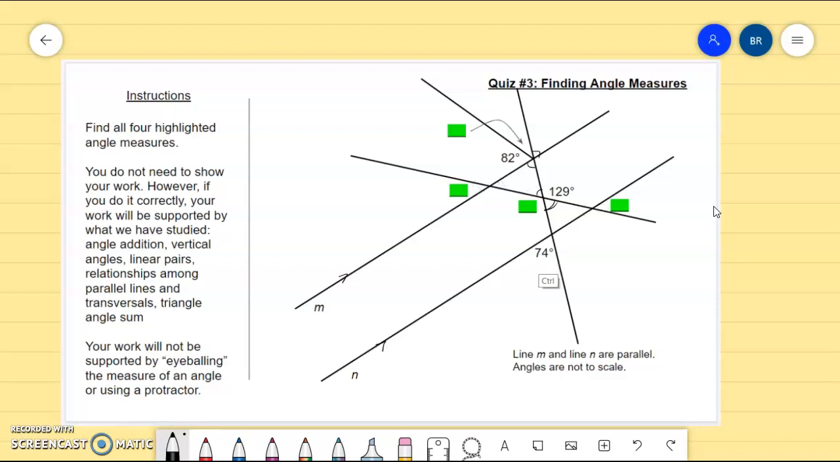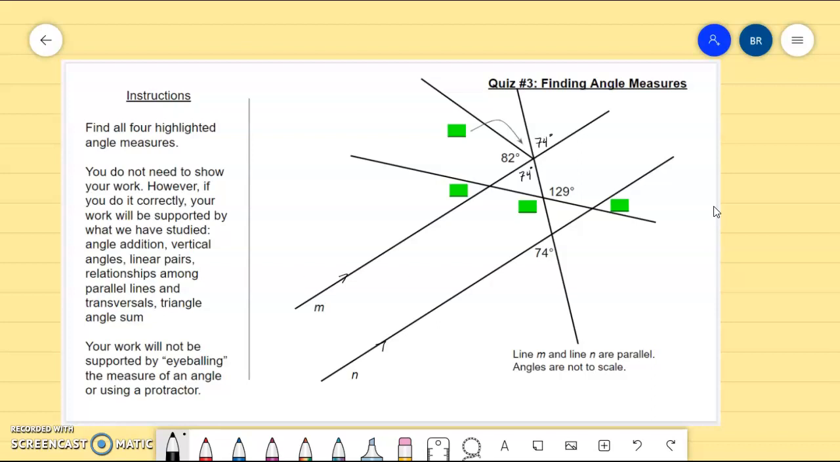Okay. Parallel lines means we have some alternate exterior, corresponding angles, etc. In fact, let's do a quick little roundup here. This angle has to be congruent to that angle because they are corresponding. So this is 74. This is 74 because of vertical angles.